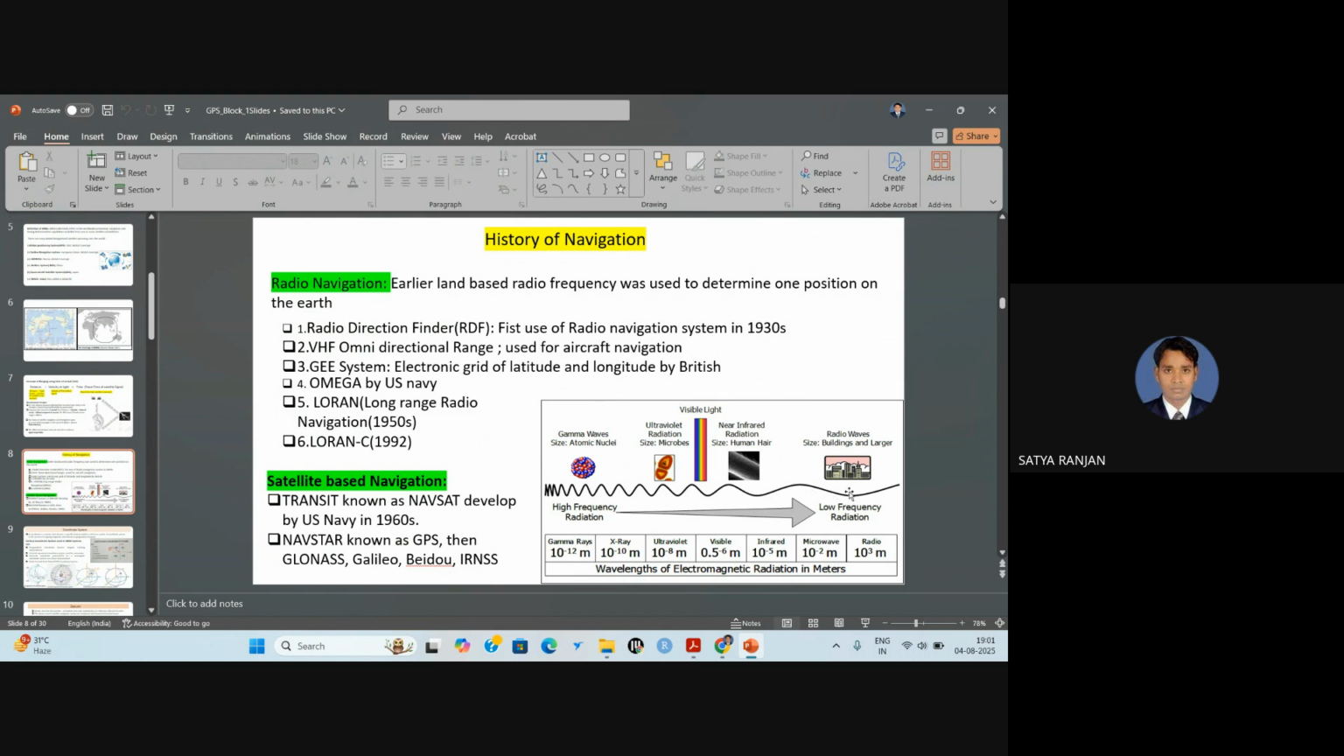For radio waves, I think it is 1000 meter, the wavelength of this particular electromagnetic radiation. We use the radio waves due to their penetrating power through different clouds and different classes. That's why we use the radio waves for navigation and for receiving the data.